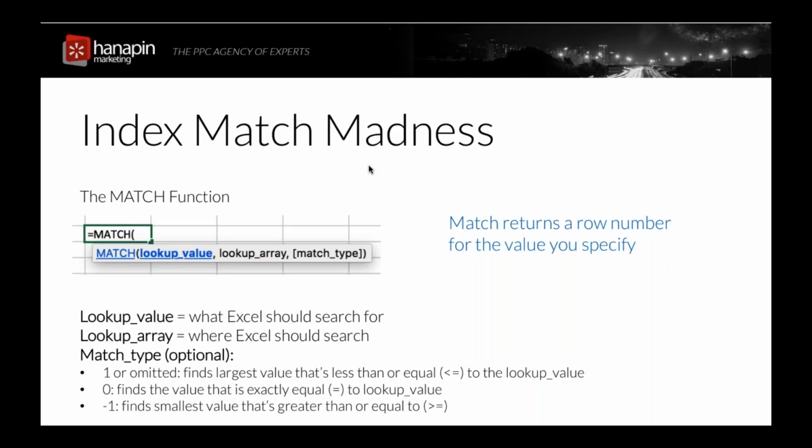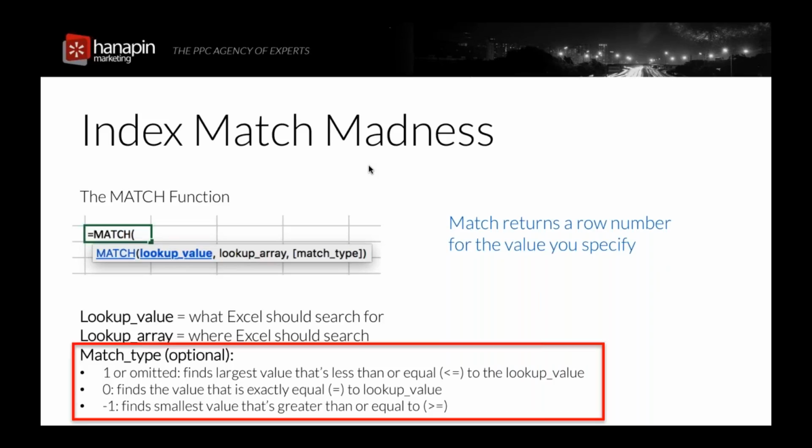And then this match type argument, it is optional, but I do see a lot of problems with this sometimes when you are looking up values. So here at Hanapin, something we like to do for our clients for bidding specifically, we will set up a bid table using metrics like impression share, conversions, or CPL, and we use an index match to automatically look up, based on those two metrics, what the bid change should be.